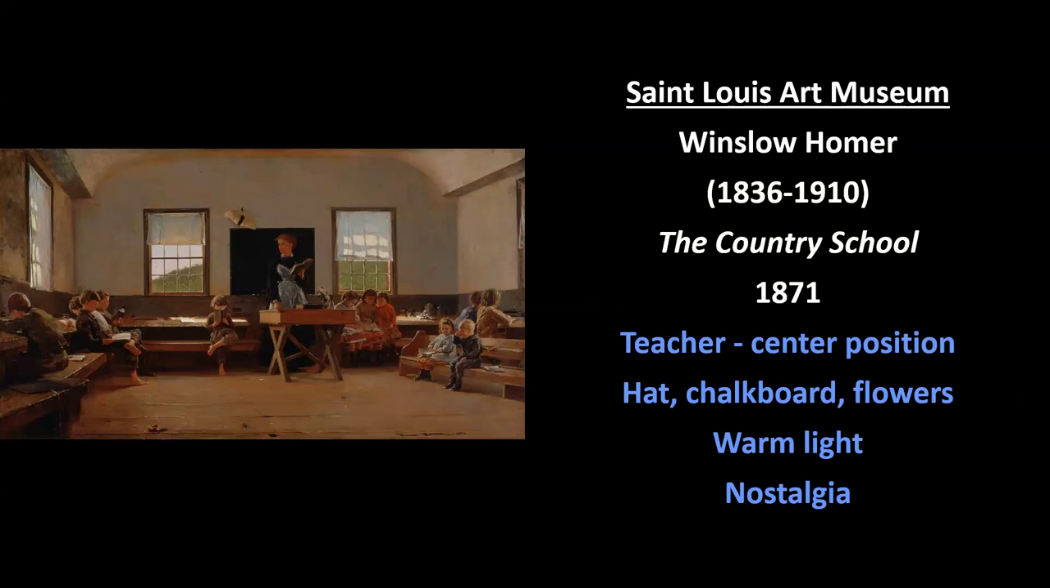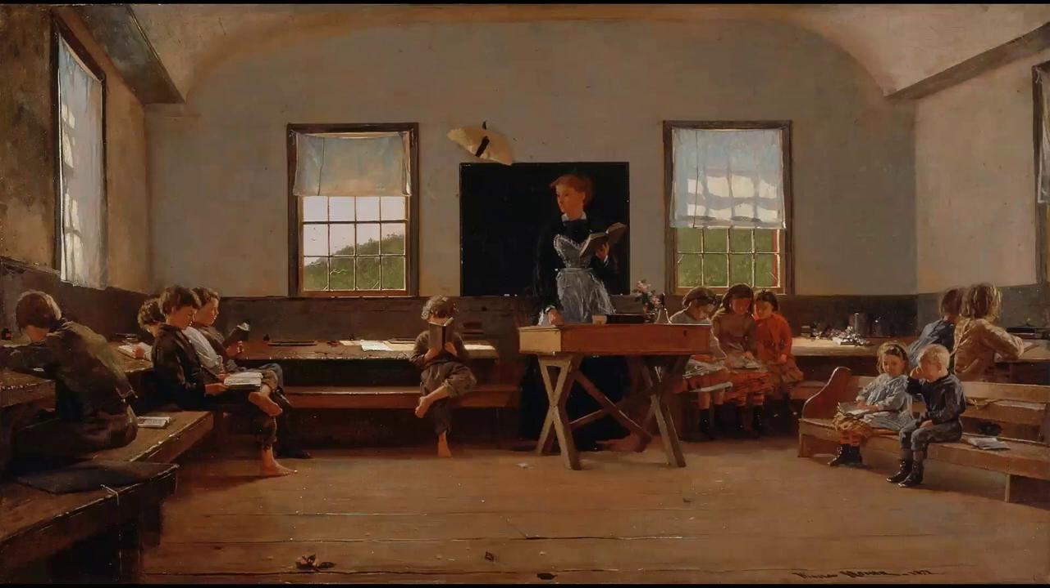So you can see her hat in the background. I'll zoom in just a moment. And then there's a chalkboard, and there's even some flowers. Not sure if she picked those herself or if her students gave those to her. And it has this really warm light washing the painting, and it kind of has a nostalgic type of view. And you see Homer making paintings like this over and over again for years of these kind of innocent children in these rural environments.